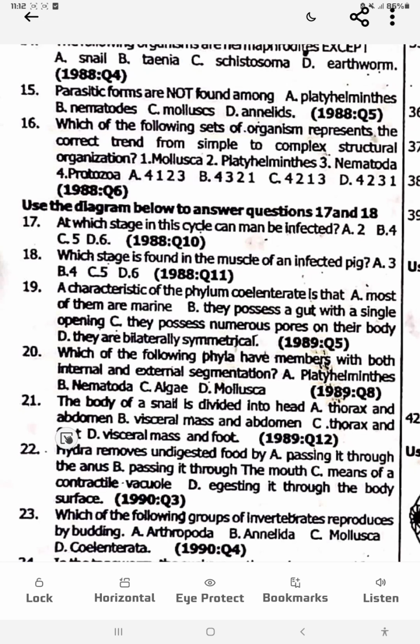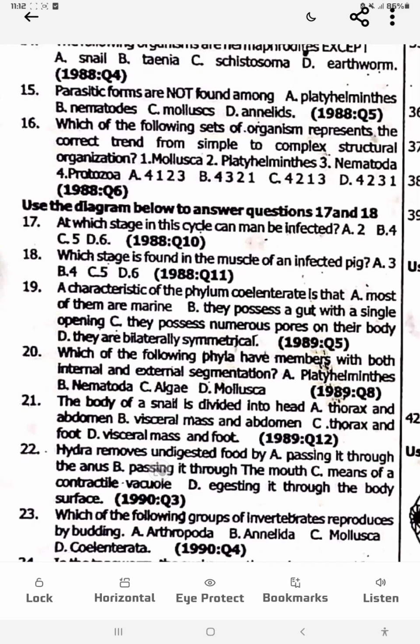Sorry, my bad. Annelids are the ones that are metamerically segmented. Now, this number 20, option C, is supposed to be annelid, not algae, not platyhelminthes. Annelids are metamerically segmented. And what is metameric segmentation? The animal body is organized into a series of repeating or similar segments, and they call these things metameres.